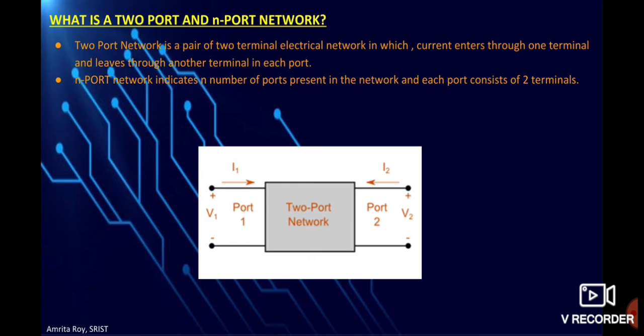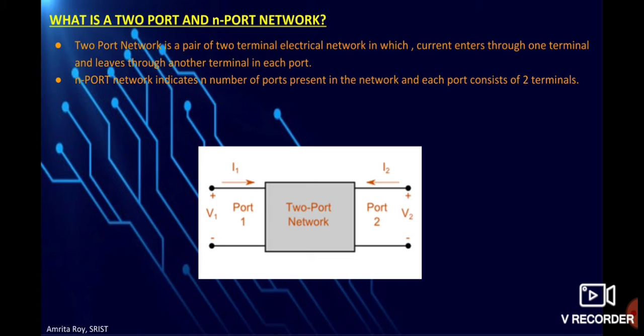A one-port network is a two-terminal electrical network in which current enters through one terminal and leaves through another terminal. Resistors, inductors, and capacitors are examples of one-port networks because each one has two terminals. Similarly, a two-port network is a pair of two-terminal electrical networks in which current enters through one terminal and leaves through another terminal of each port.